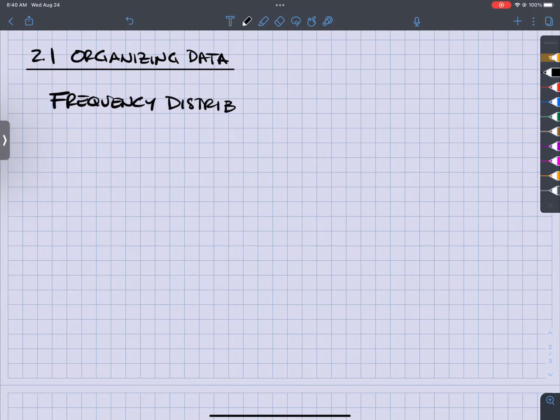So we're talking about organizing data. The first thing we got to talk about is frequency distribution.